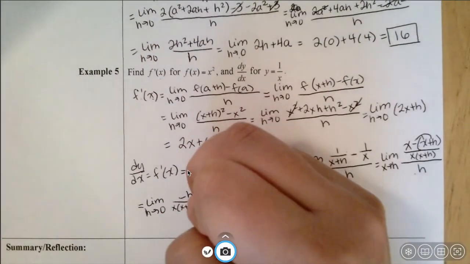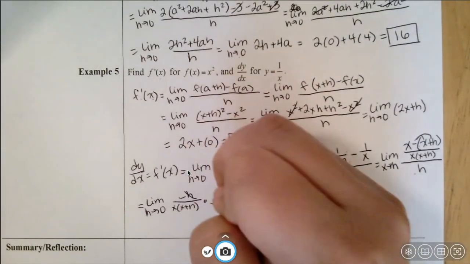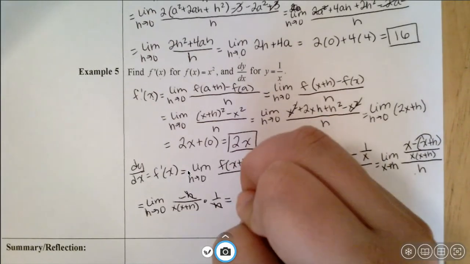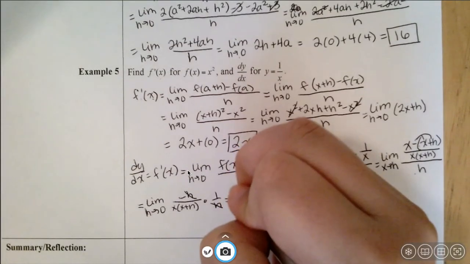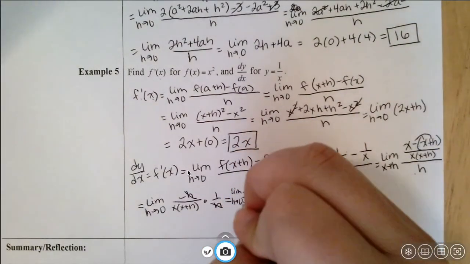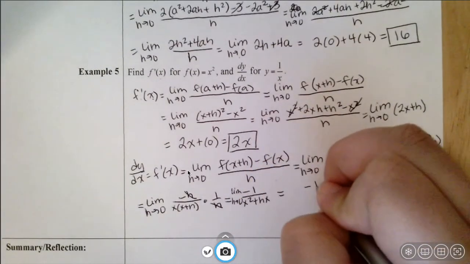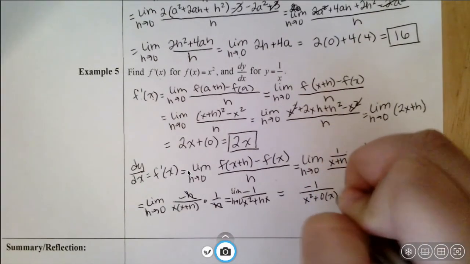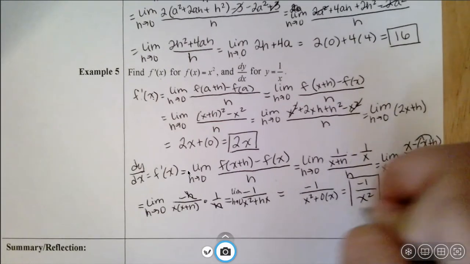Dividing by h is the same as times 1 over h. Simplify that. Negative 1 over x squared plus hx. Limit as h approaches 0. So finally we can substitute in. So we get the limit as h approaches 0 is negative 1 divided by x squared plus 0 times x, which is negative 1 over x squared.